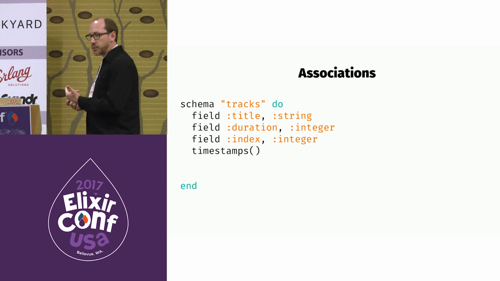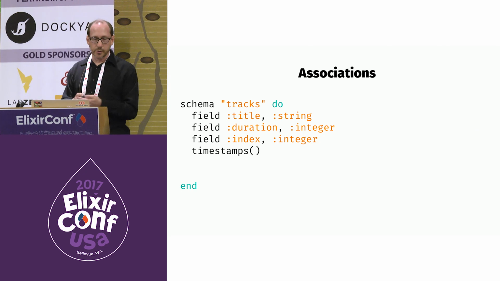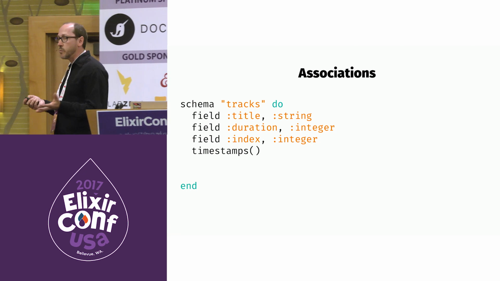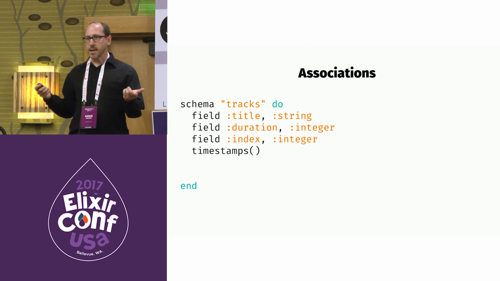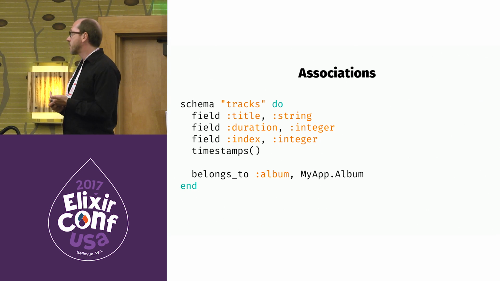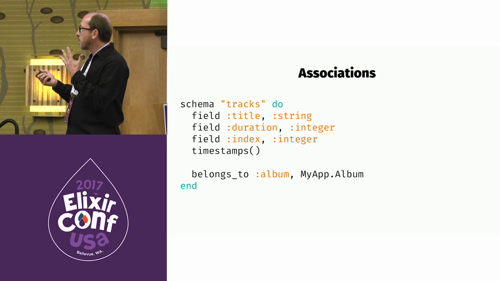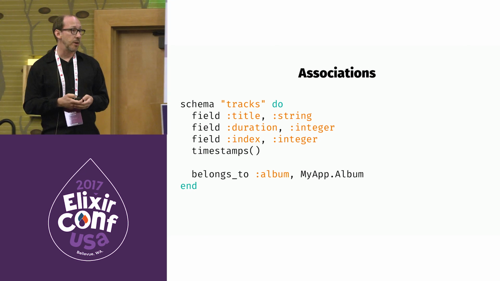There's a title, which is a string. The duration, that's the length of the track. We'll save that as an integer, the number of seconds. And then an index that indicates where in the album it is, track 1, track 2, track 3, or whatever. Now, we can connect the tracks to the album with the belongs_to call. So we're saying that a track record is always going to belong to some album, and here's the name of the module where that's defined.